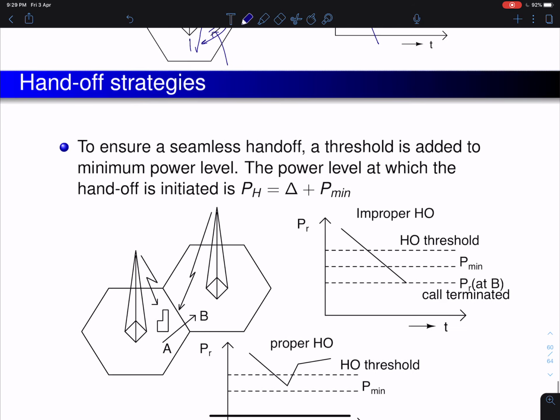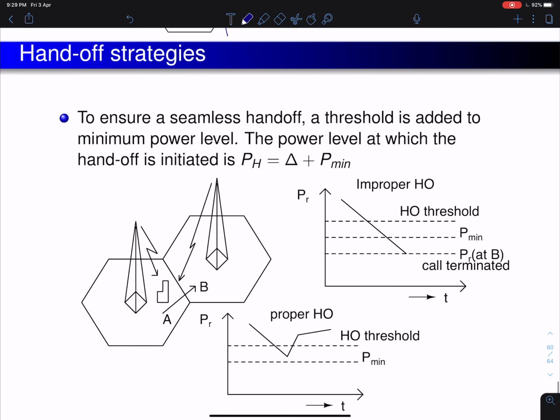Okay, so now we'll see how a basic handoff is performed. Like we said, we keep measuring the received power as a function of time, or RSSI. RSSI is nothing but the received power. Now, this is the minimum power level, Pmin, below which communication can no longer take place. That is something you are aware of.